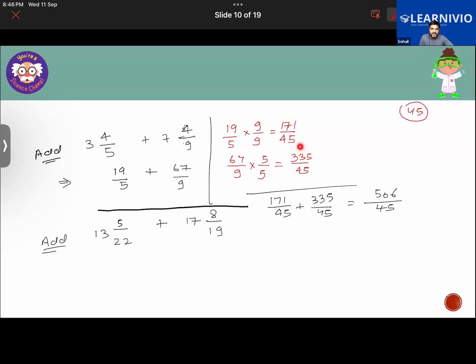Now both of them are like fractions or not? Yeah, like fractions. So what does the rule of addition of like fractions say? You can simply add the numerators. So we have simply added the numerators here. Got this or not? Okay, so that's how it was done. Solve the next question also.